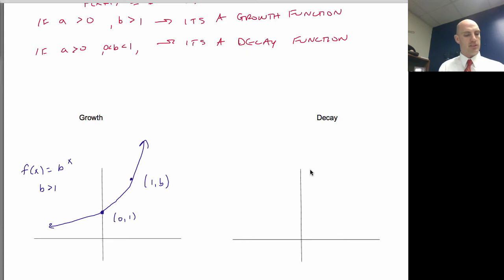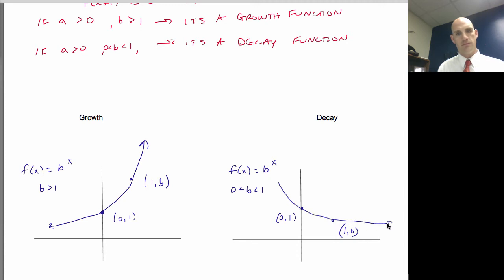My decay function is going to look like this. My f of x is equal to b to the x. Again, this exponential function. And my b is between 0 and 1. Well, this is going to go through 0, 1 also. And it's going to go through 1, comma, b. But look at this model. This is exponential decay.